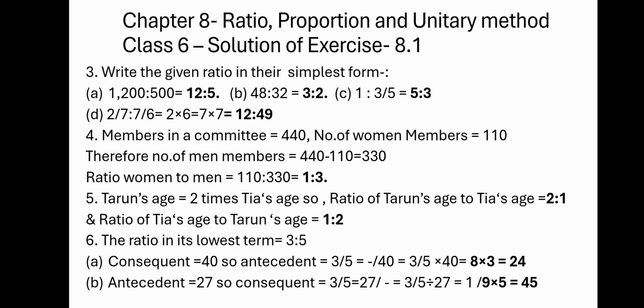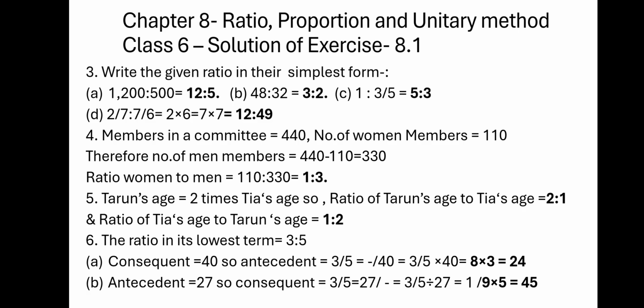48 is to 32 is 3 is to 2, both are divisible by 16. 1 is to 3 upon 5. So you have to just take that 5 this side, because you are multiplying both the terms of the ratio by 5. So first will be 5 and second will be 3 upon 5 into 5, that is 3. So 5 is to 3 is the answer.